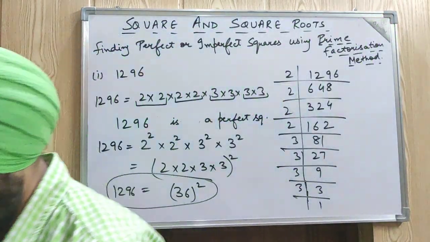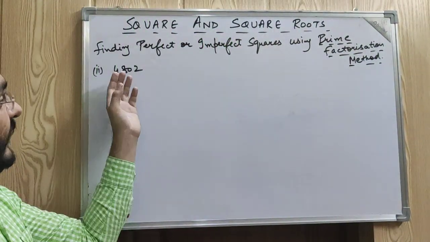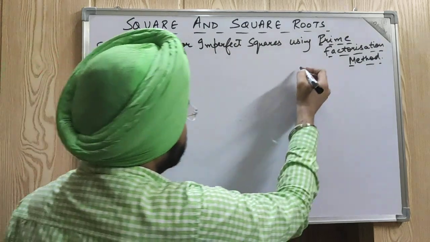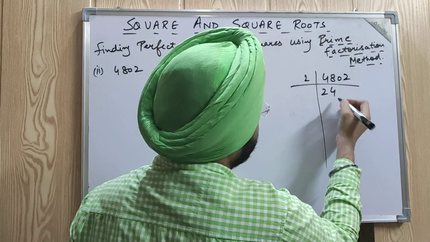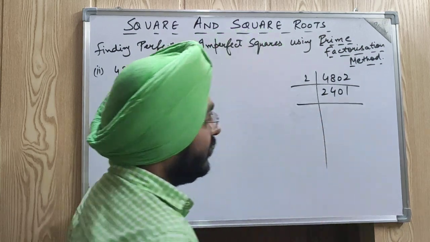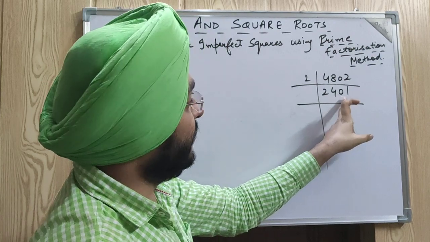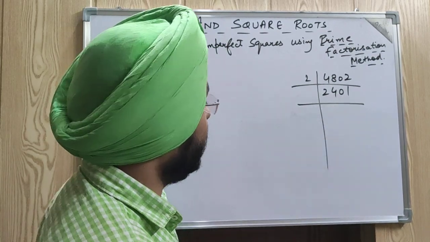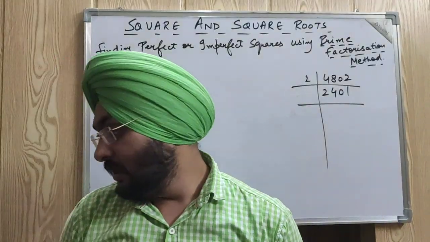So coming to the next. So our next question is find for 4802. Again doing the prime factorization of this 4802. So 2 to 4, 2 4 8 0 and 1. Now that it will be equal to what? 2 4 and 2 plus 4 will be 6, 6 plus 1 will be 7 here. Okay, so in my opinion this will be 4802 only.